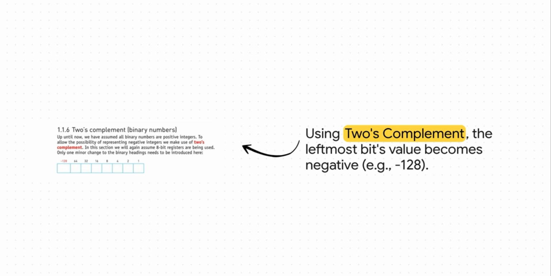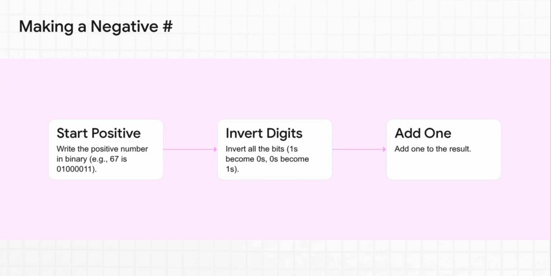The solution is this really elegant system called 2's complement, and it's one tiny change that has huge implications. In an 8-bit number, the place value of the leftmost bit, the one that's normally positive 128, is just changed to negative 128. All the other place values stay exactly the same. They're all still positive.